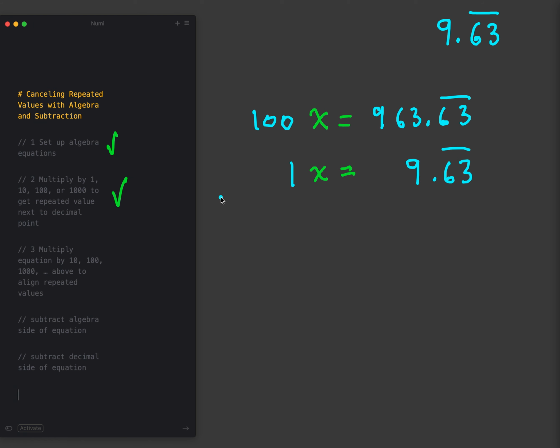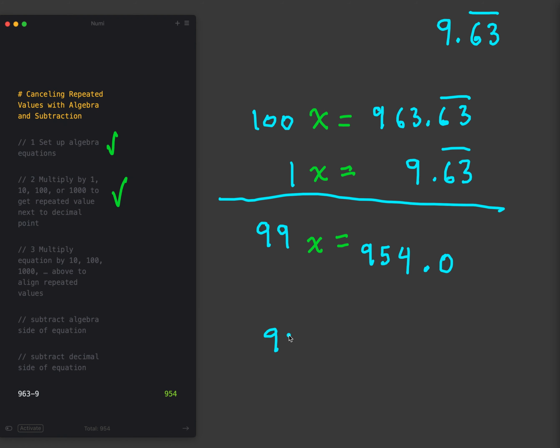And now I can do my subtraction. So I'm going to do 100x minus 1x. That's going to give me 99x equals, and then I have to do this subtraction. So my repeated values cancel exactly as I want them to. 0.63 minus 0.63 is going to give me 0.0. And now I have to do 963 minus 9. I'm going to take advantage of my calculator here. 963 minus 9, that's going to give me 954. And so this is the final answer for this one.